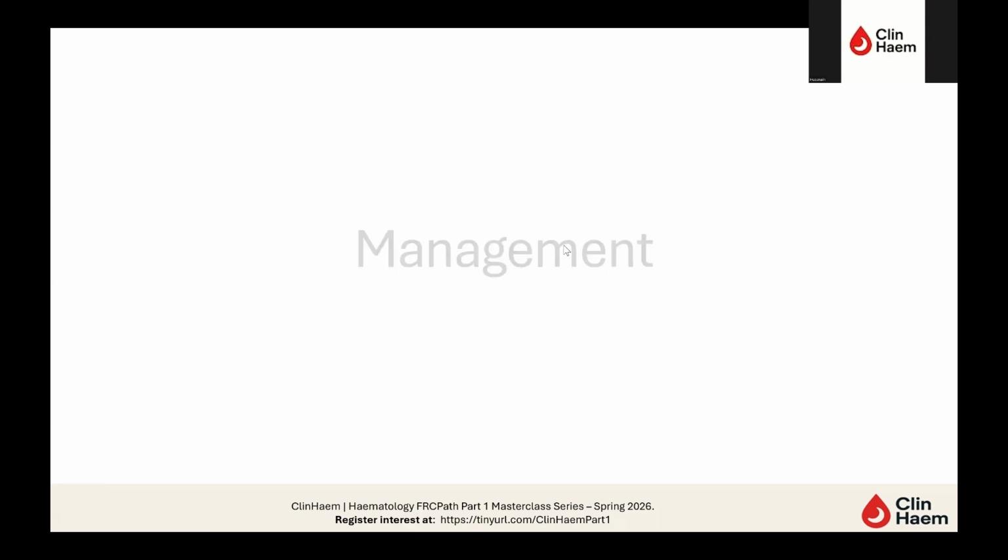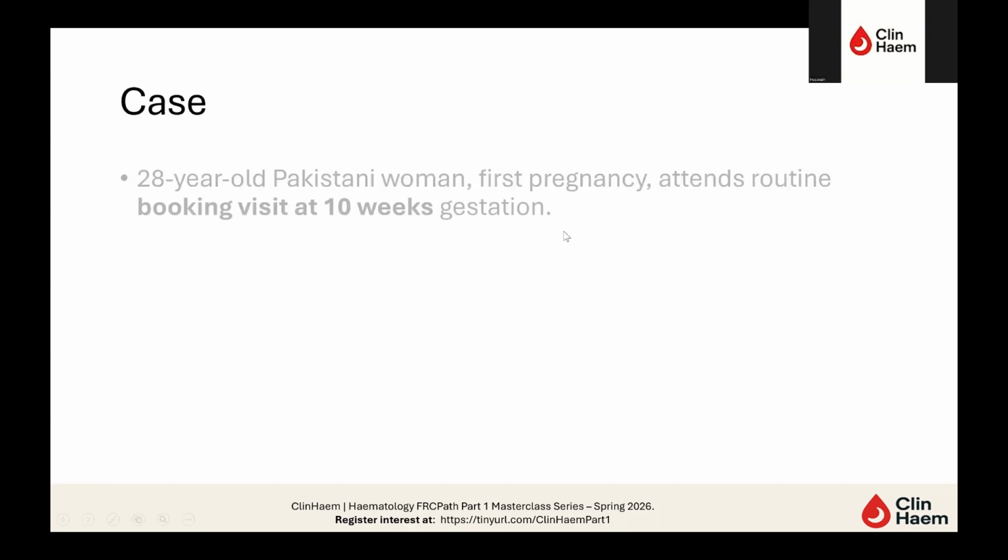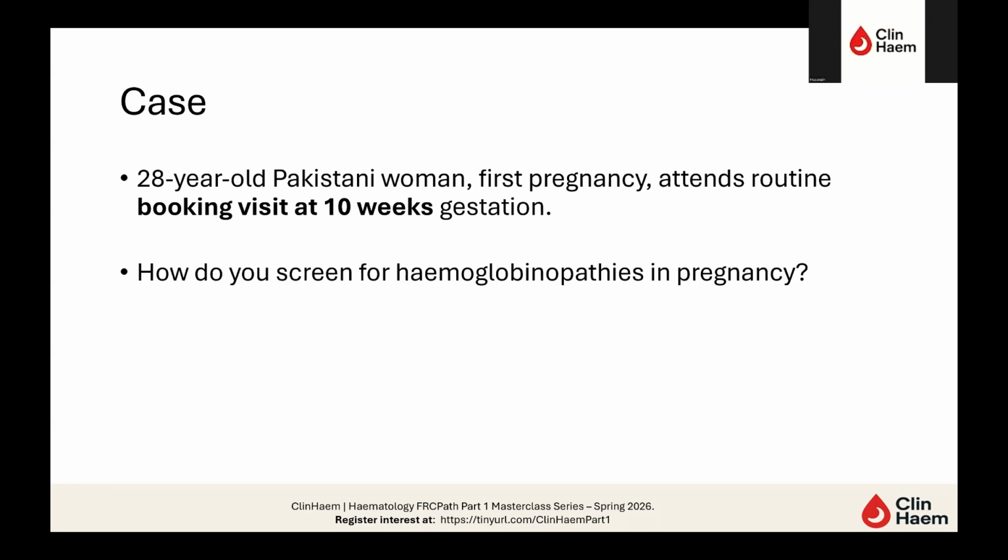So we will start with this case of a 28-year-old Pakistani woman, first pregnancy, who attends a routine booking visit at 10 weeks gestation. How do you screen for hemoglobinopathies in pregnancy in the UK? Anybody?